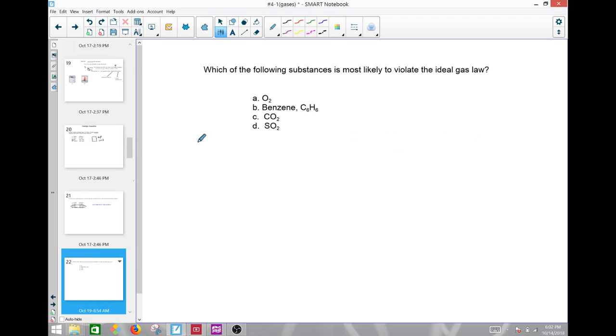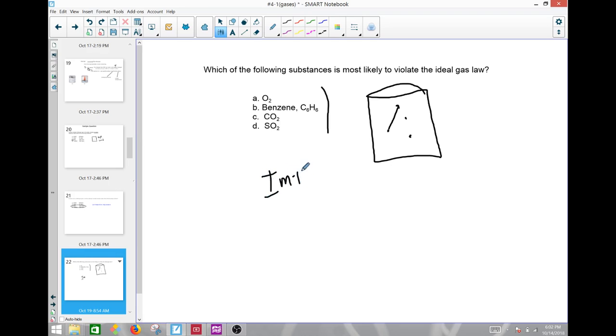All right, which of the following substances is most likely to violate the ideal gas law? So again, for ideal gas particles, we're saying that they don't interact. But this is kind of a misnomer because particles typically have some attraction, even if it's really small. So if you're going to have some attraction between particles, which of these is likely to have it? We're looking for particles that have the most intermolecular forces.